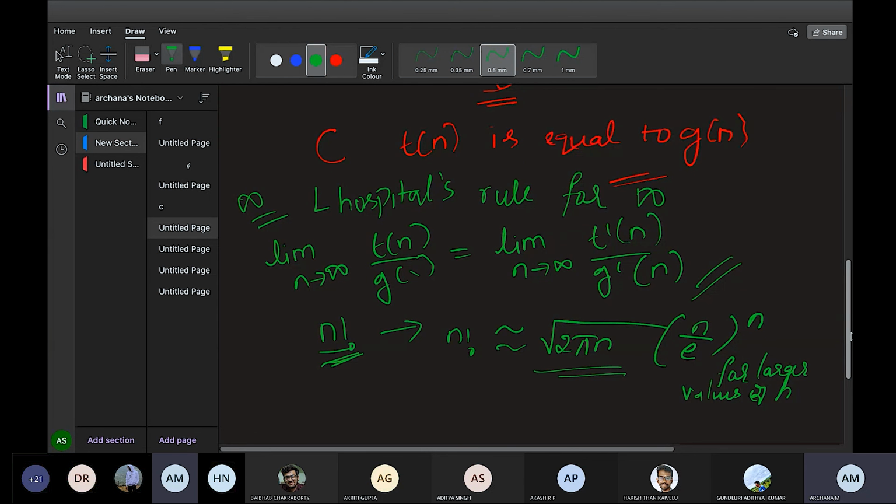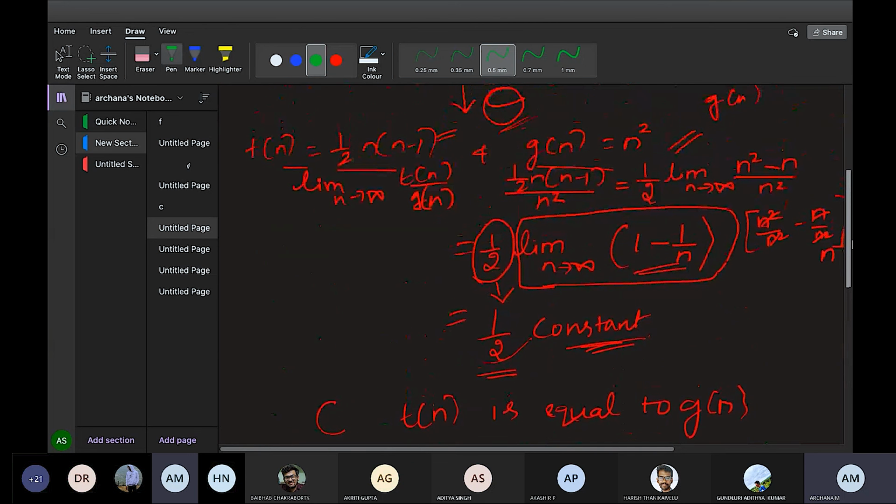And after that, you have to prove like this. You have to take one simple example. You just write a sentence like this. T1 is given as half of n into n minus 1 and g1 equals n square. Compare the orders of growth. They'll ask you like this. You can solve this and tell that since this is a constant, I'm comparing T1 and g of n, so T1 is equal to g of n. This is the order of growth for this function.